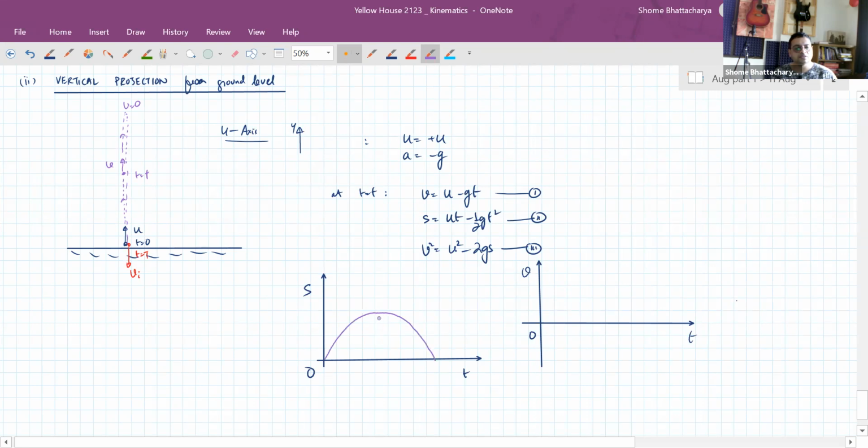Now at this stage we are not concerned with what happens after it impacts the ground, whether it bounces or just comes to rest or whatever.